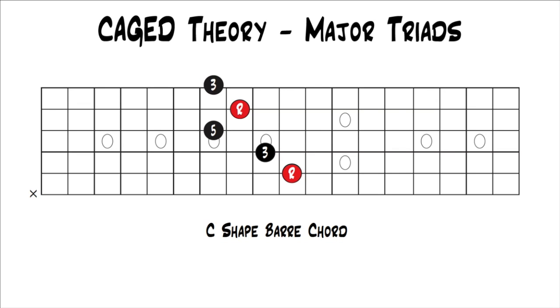So we're just going to start and go through every shape. So we'll go from the C shape to A shape, G shape, and so on. And I'm going to show you what triads lie within each of these shapes. So we're starting with the C shape.